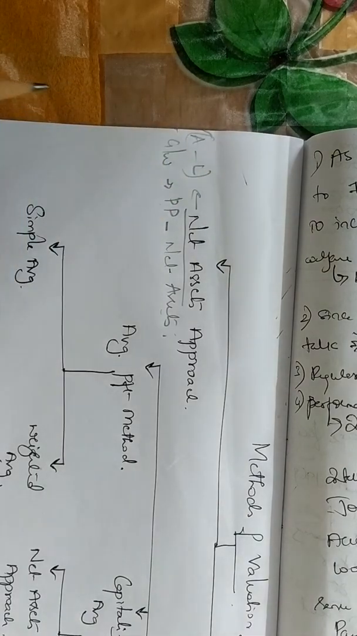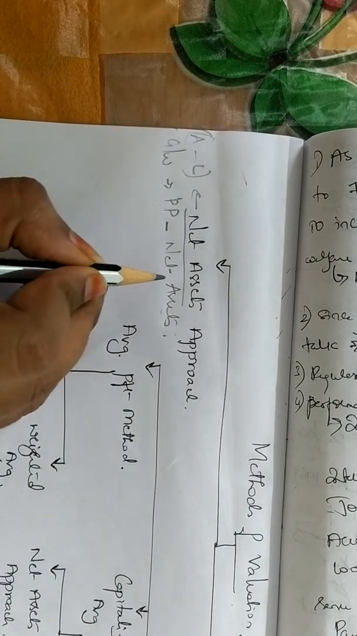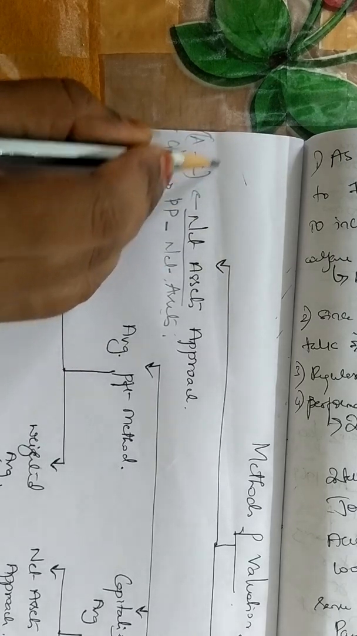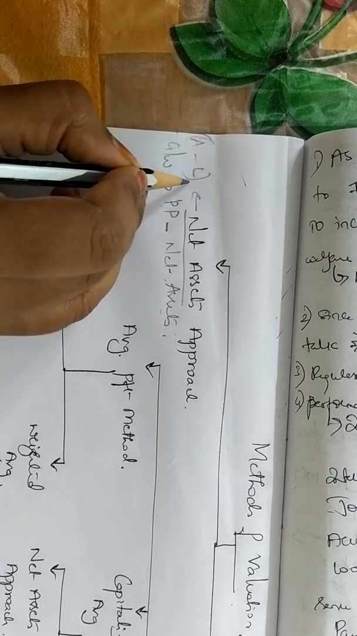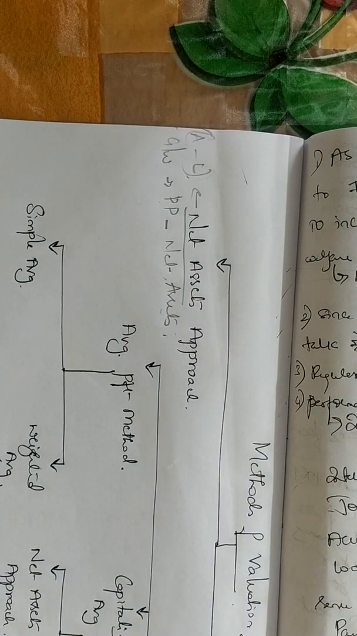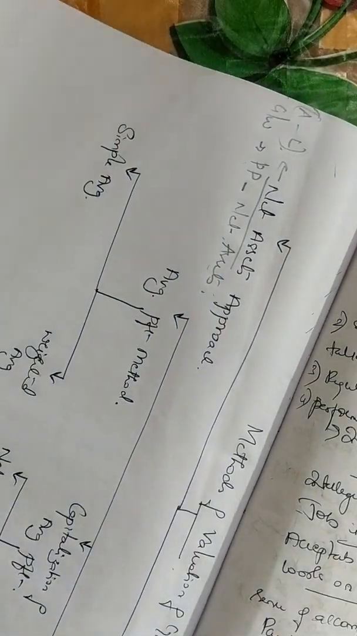Purchase price will be given in the question. Net assets also will be given in the question. If net asset is not given, then you know how you have to calculate your net asset, which is assets minus liability. Okay, I will just do one problem for your understanding and then we'll start with the profitability approach.